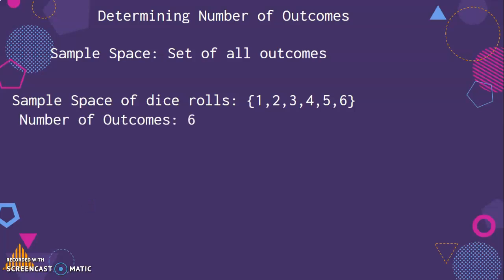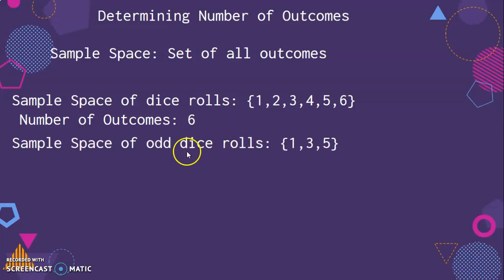The number of outcomes is just the count of the items in the sample space. We have 6 outcomes: 1, 2, 3, 4, 5, 6. I'll count them, that's 6. Now we have a situation where our sample space is a little smaller, because we only want to talk about the odd dice rolls. Whenever we roll an odd number, what are the possibilities? We have a 1, 3, and 5. Those are the only ways we can roll odd numbers with the dice. So the number of outcomes, again, is just the count of items in our sample space. We have 3 outcomes where there is an odd roll.